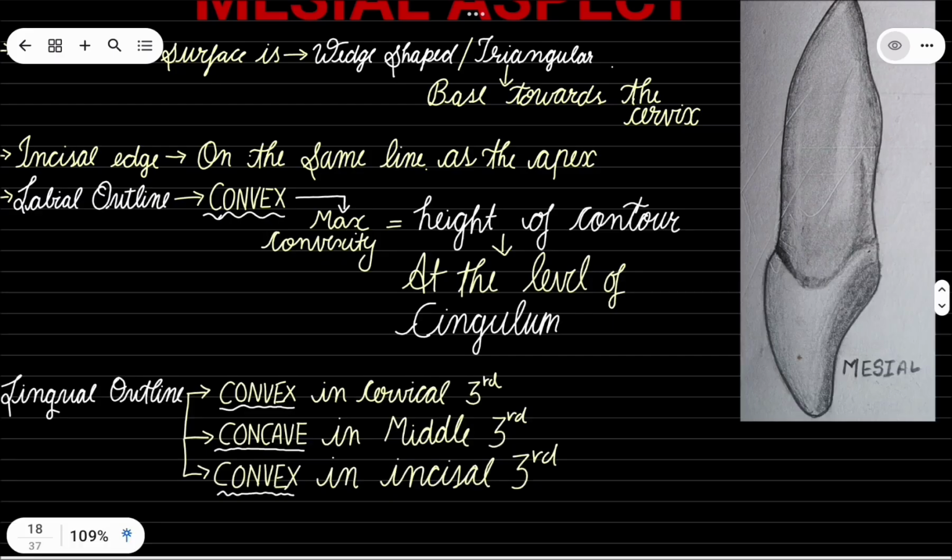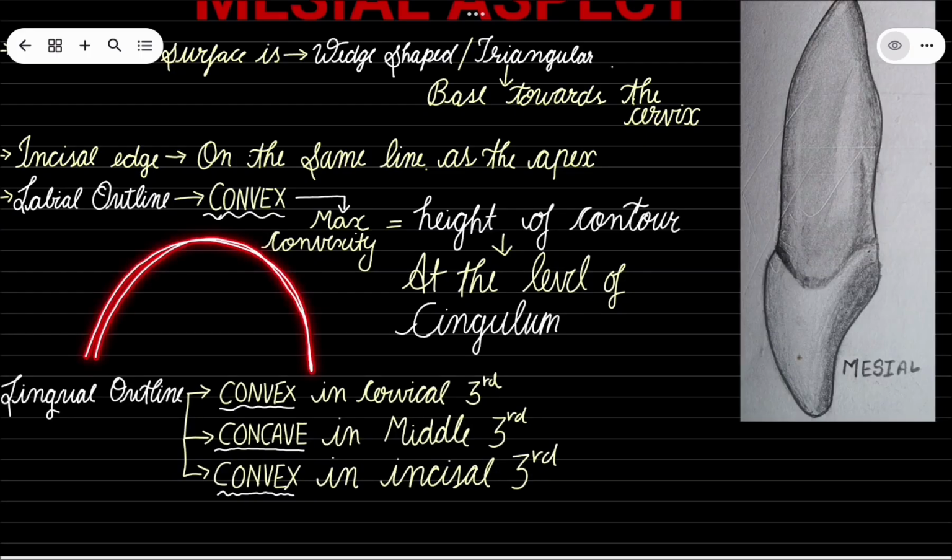Now outlines. So the labial outline is very simple. It is convex, just like this. And the greatest convexity, that is the maximum convexity, is called the height of contour. So if you draw a convexity like this, at this point the convexity is maximum. From here convexity decreases and decreases. So this point of maximum convexity is called the height of contour.